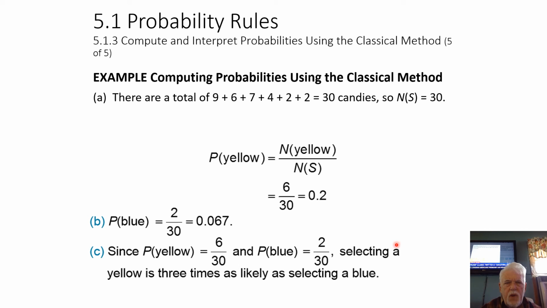Okay, and so you should have gotten for A, the probability of getting yellow was 0.2. The probability of getting blue is 0.67. And this says that the probability then of getting blue is 3 times as likely as selecting a yellow.